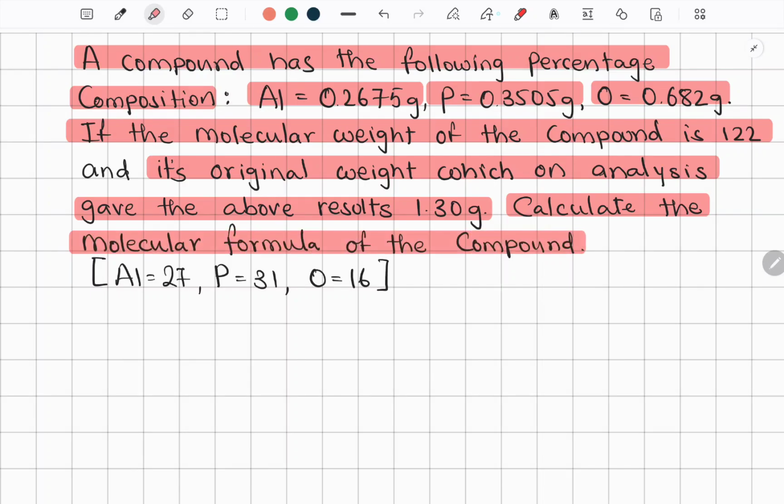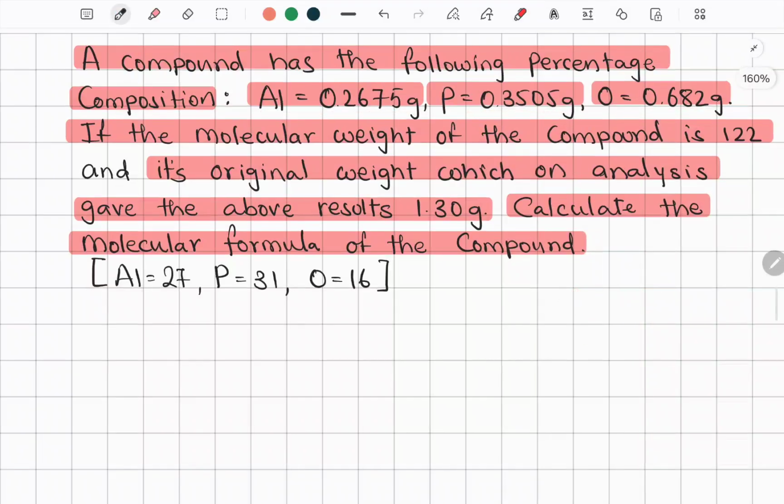So in a nutshell, we have to calculate the molecular formula. Now let's see what is given. What to find is the molecular formula. What is given? They are saying it's given the following percentage composition, but this percentage composition is given in the form of weight and not in the actual percentage form. So we have to calculate the percentage composition.